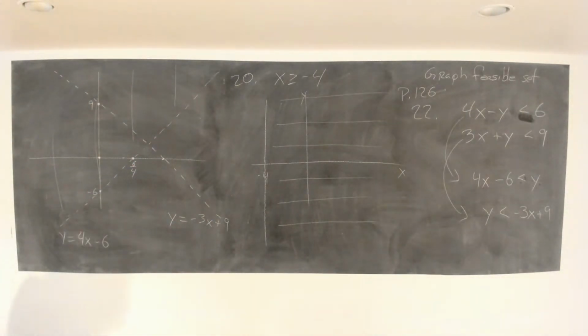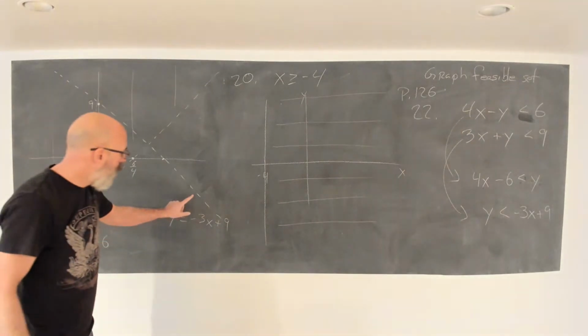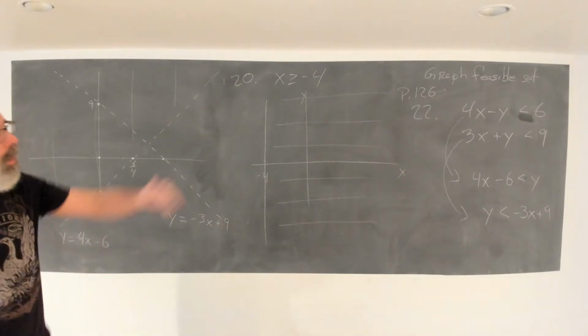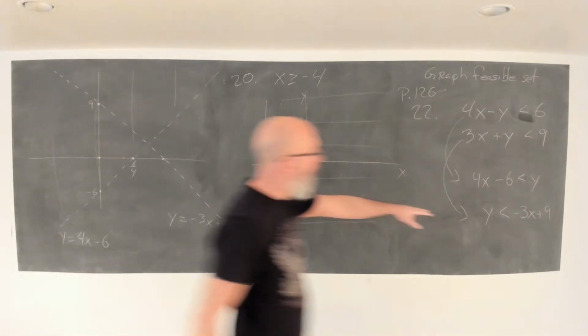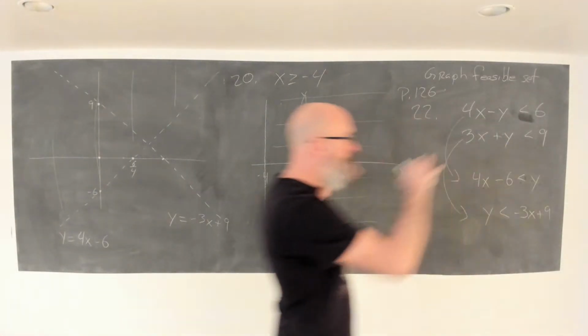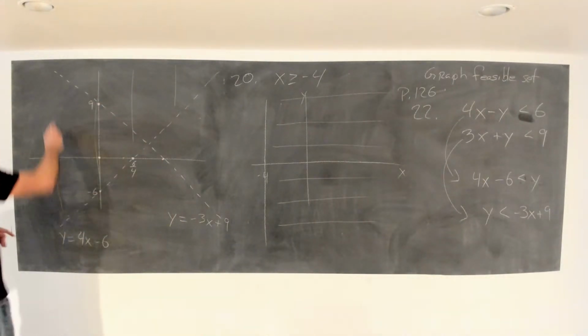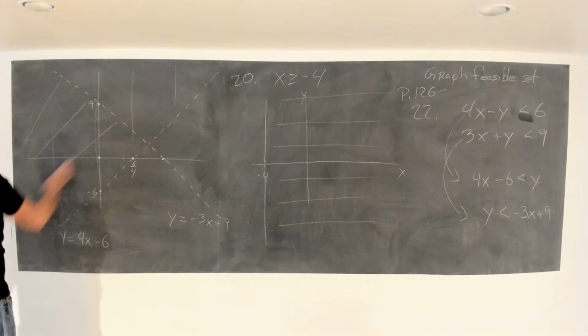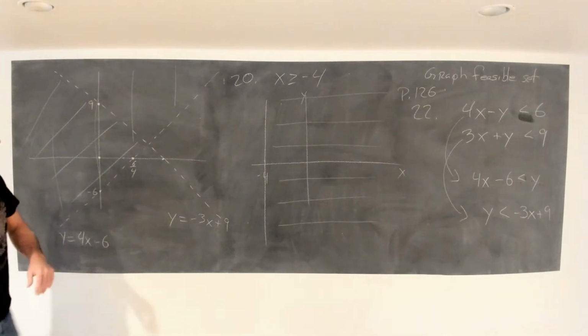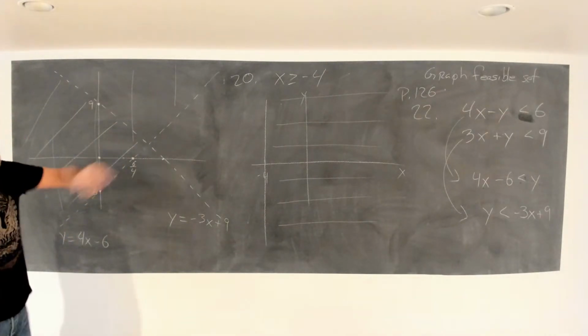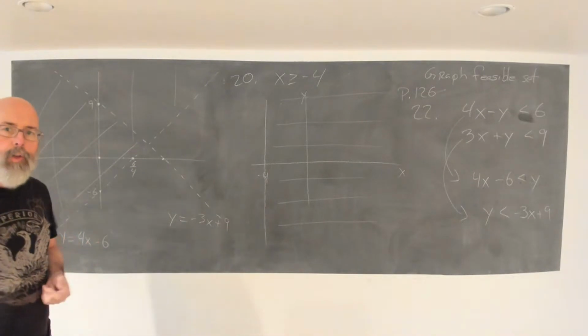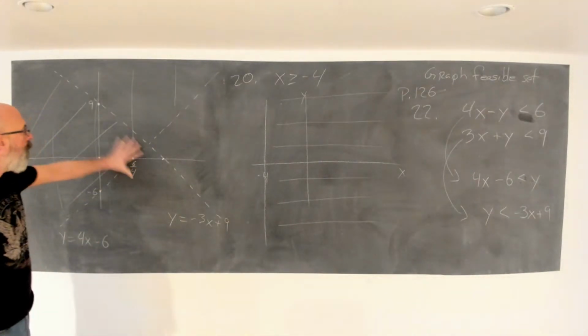So we have this, and what do we want? Again, it's not included, right, because it's a strict inequality. And now we wanted y to be less than that. So the stuff underneath that line, and our feasible set is the overlap of the two.